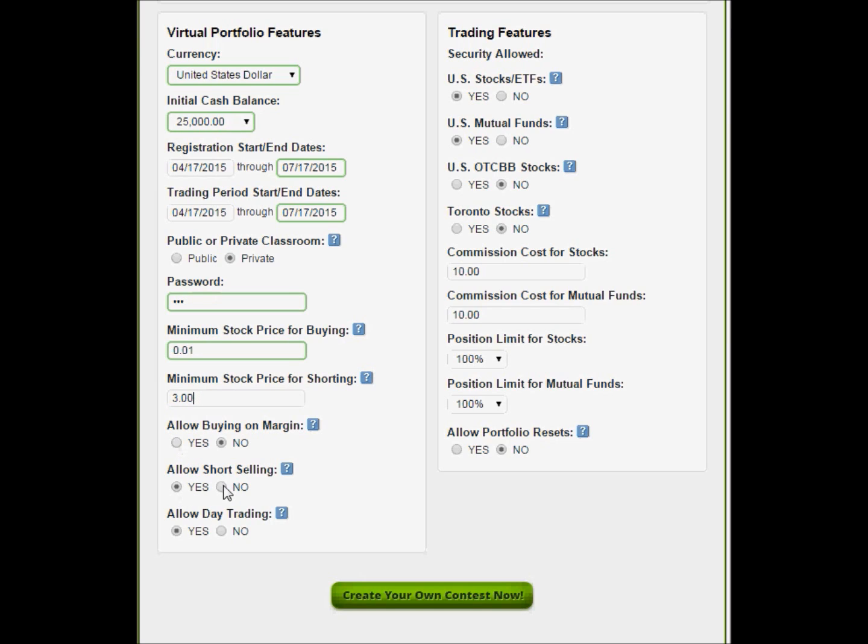Allow short selling is whether or not you want to allow your contest participants to short sell at all. You can set this to no to make it so they can only do buys and sells.